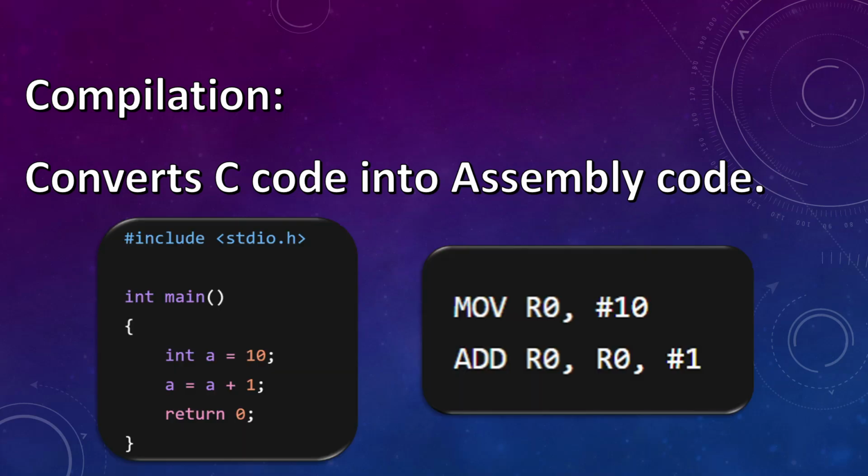Okay, so compilation means converting our normal code to assembly level code. An example is given in the slide. Here we have our normal code written. The compiler converts this normal code into assembly instructions, which are given in the right side block. Okay, this is what compilation means.